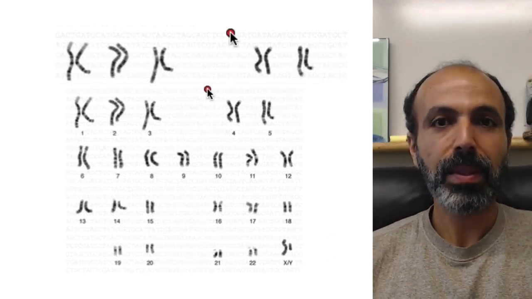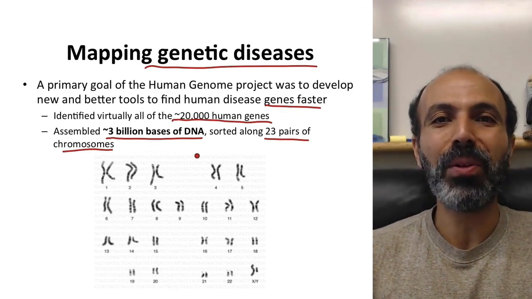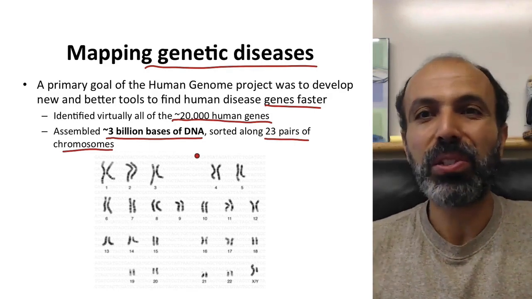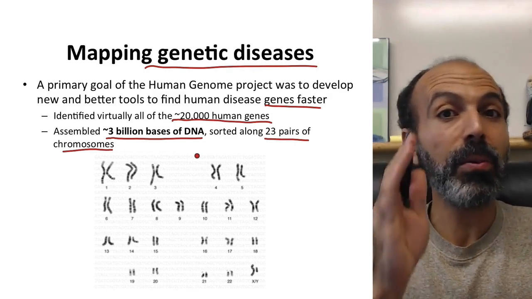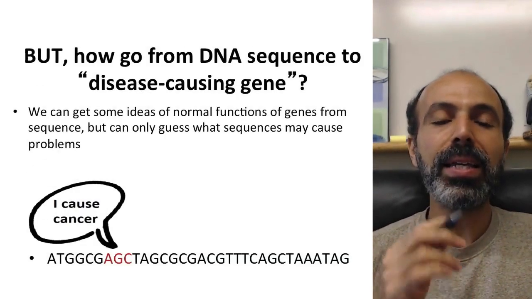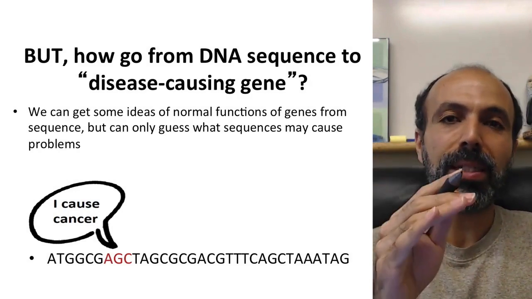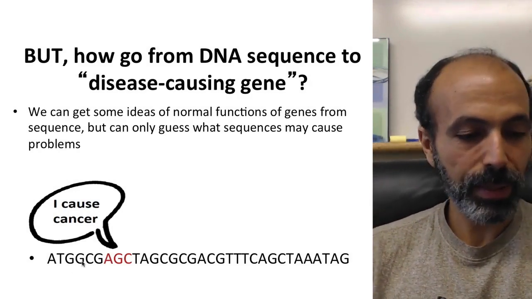Now, people thought, when you talk to the general public, they say, well, we have the whole human genome sequence. So don't you know where all the genes are that are associated with disease? Well, there's a problem there. And this is something I really want to emphasize because it's a common source of misunderstanding. It's not easy to go from DNA sequence to disease-causing gene because the DNA sequence looks something like this.